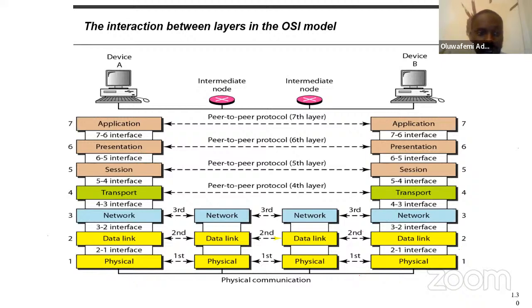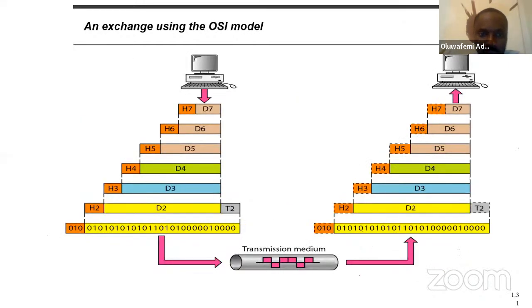So, layer 2 is peer-to-peer, presentation is peer-to-peer, application is peer-to-peer. I'll run through something and see if you understand, and I'll tell you as this is broken down all together. Okay, so what do I have here? An exchange using the OSI model. This is zeros and ones. This does not make a lot of sense, right?